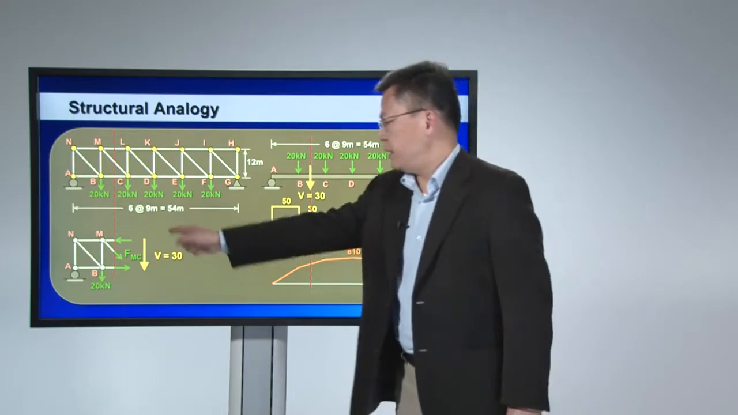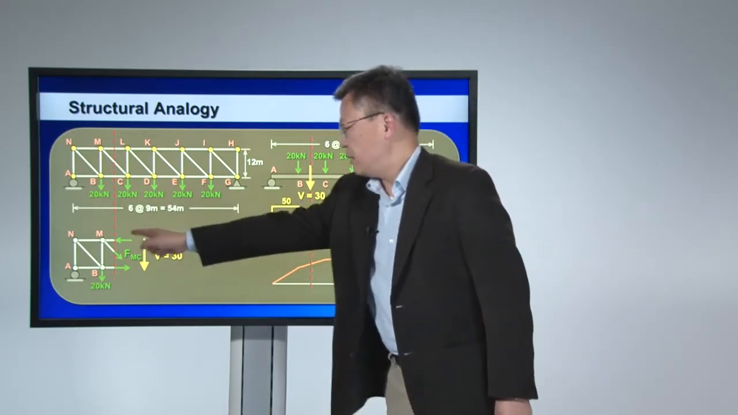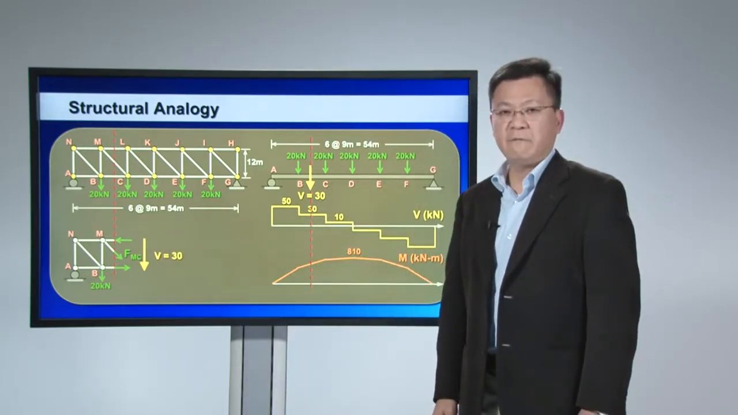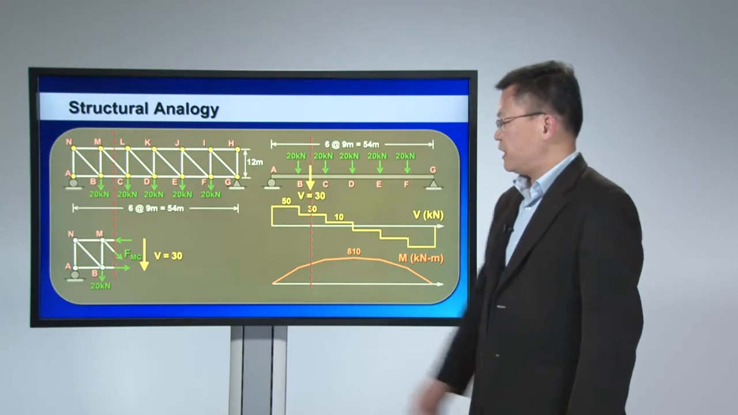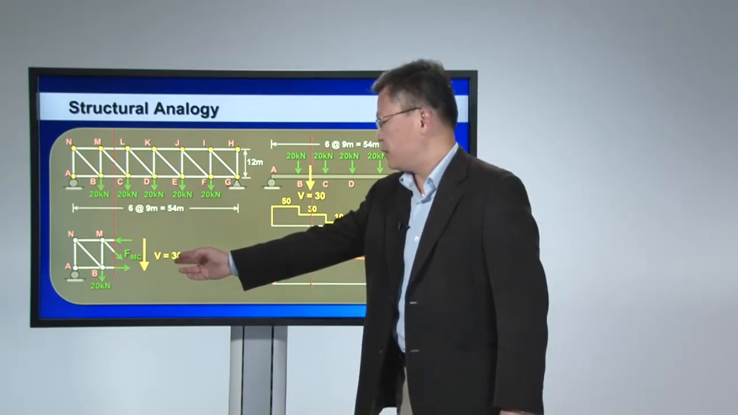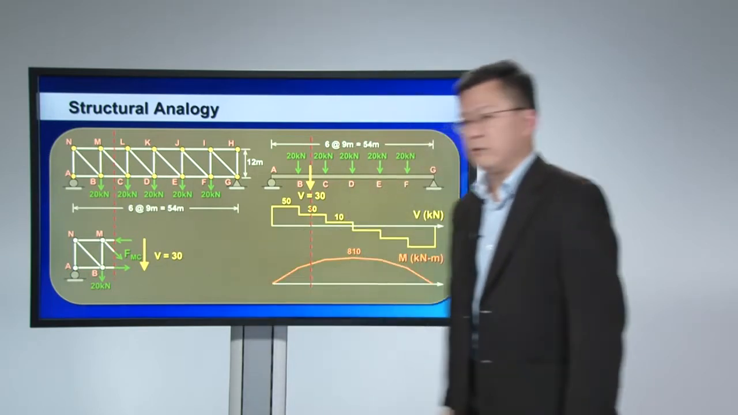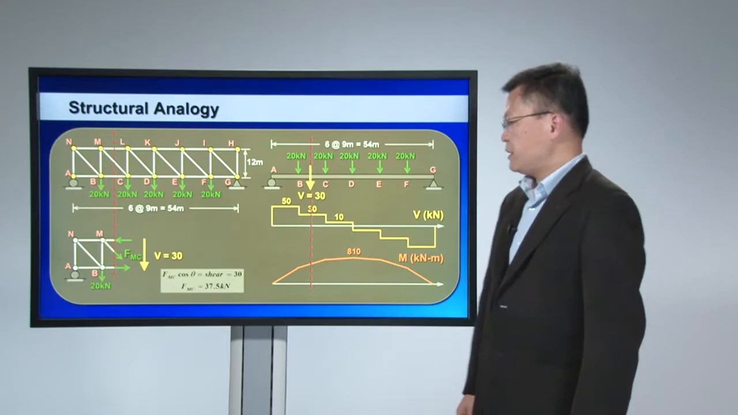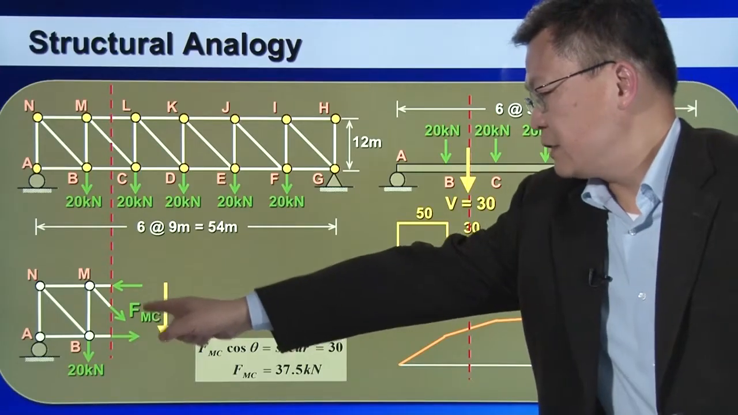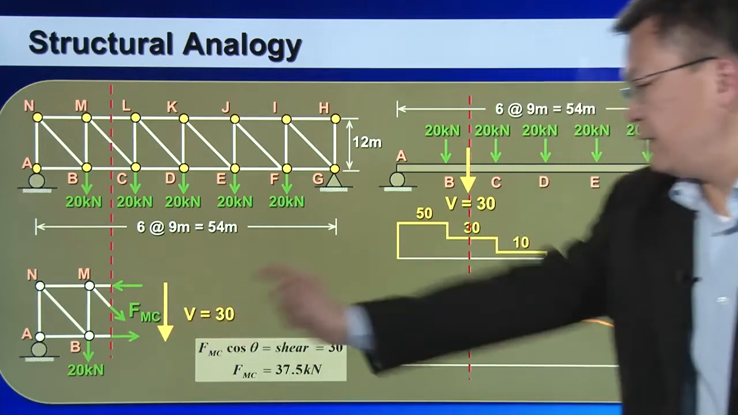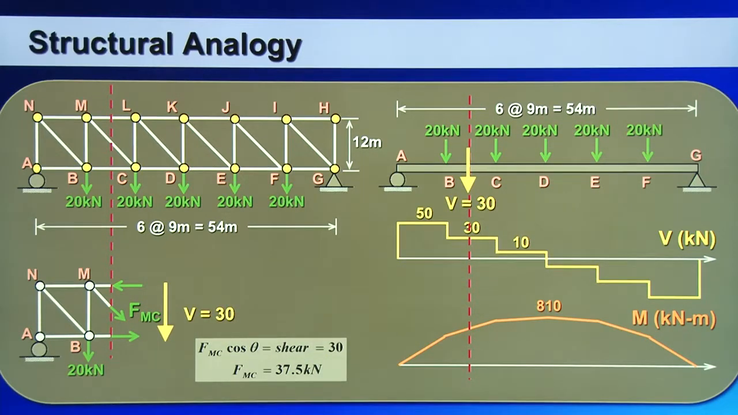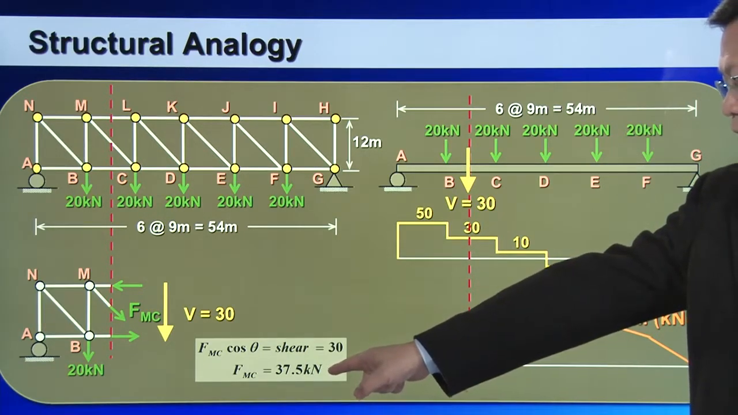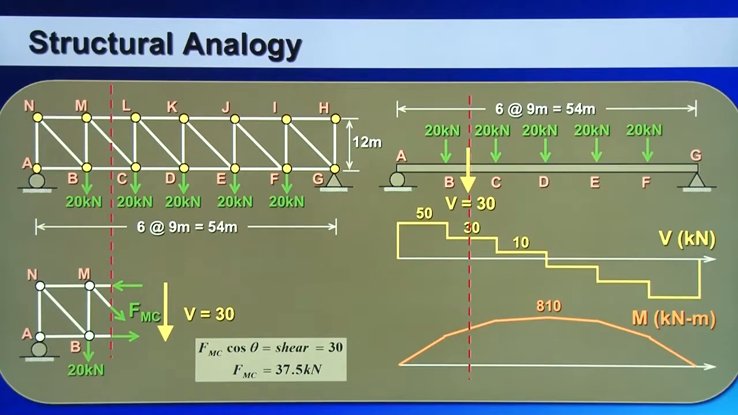This 30 kilonewton is acting downward, and out of the three forces, only the diagonal force, FMC, has a vertical component. As a result, the shear force of 30 kilonewtons is resisted solely by this diagonal force FMC. So if I take F times cosine of the angle, that should be equal to the shear force of 30. As a result, I can find the diagonal force magnitude of 37.5 kilonewtons.